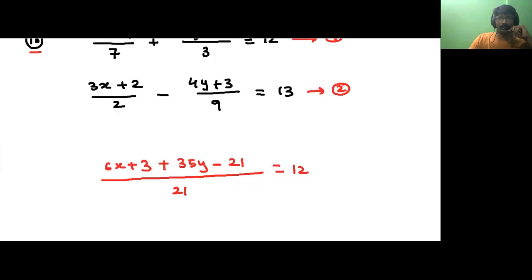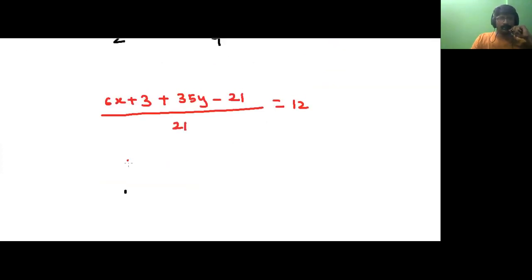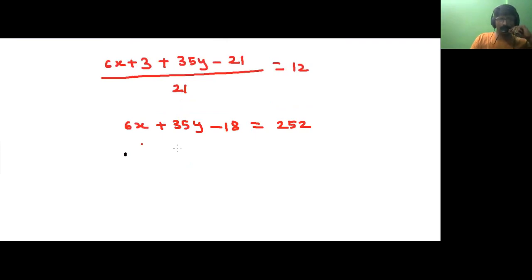Now how to go ahead? Simple. 6x plus 35y, this will become minus 18, which equals 21 into 12. 21 into 12, what will happen? Okay, 210 plus 42, 252. Okay, I hope you understood everything perfectly till here, isn't it? And now it's time to make this the subject, like say 6x will become, okay, you can get this 18 to the other side, it will become 270 minus 35y. And now you can get this 6 down.